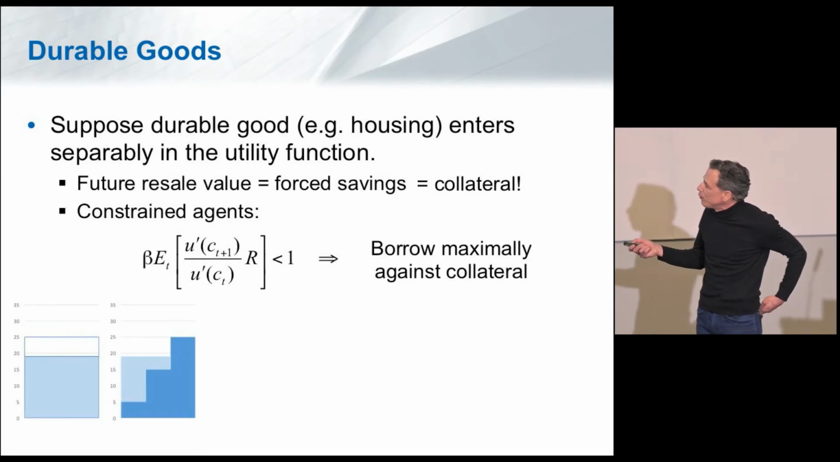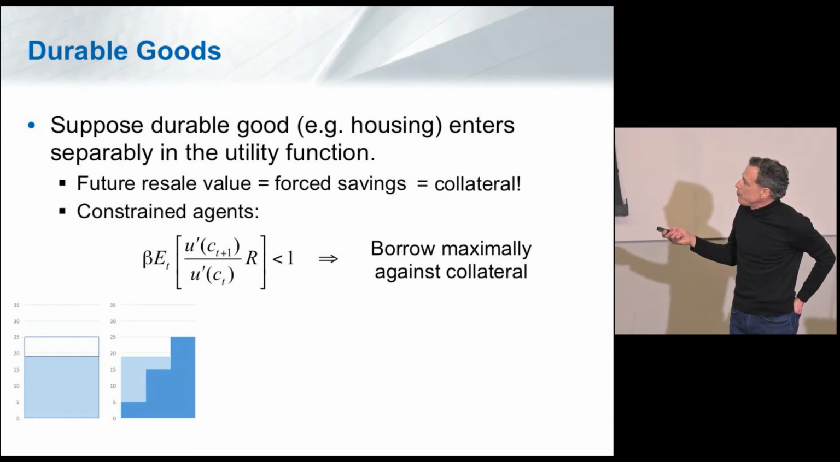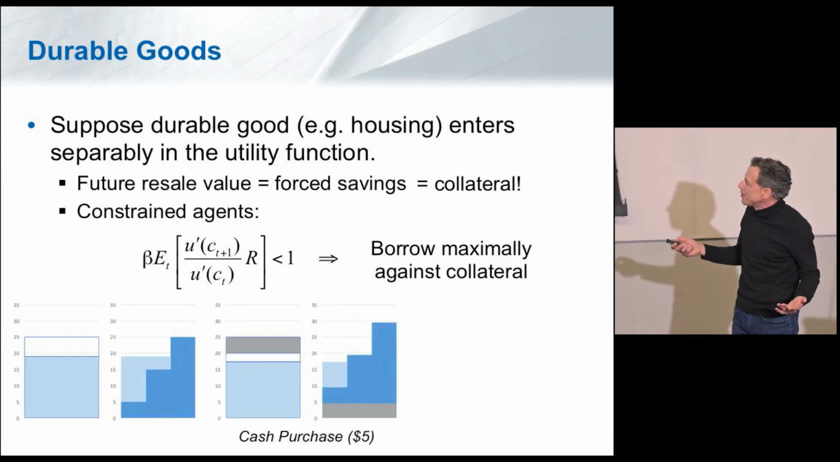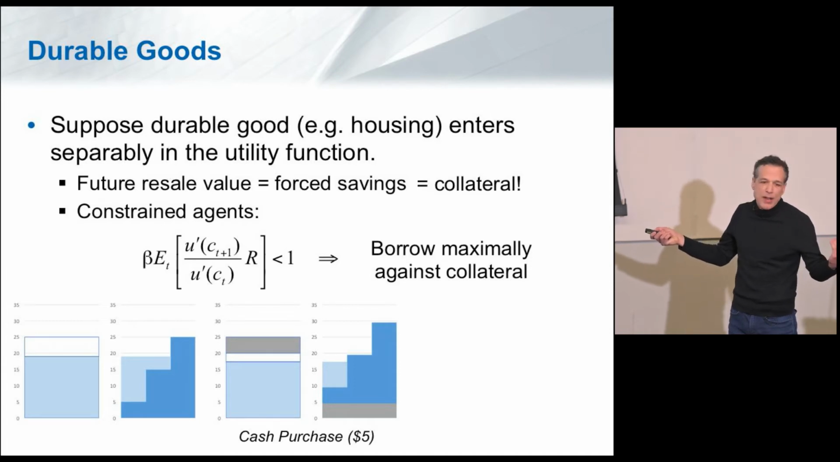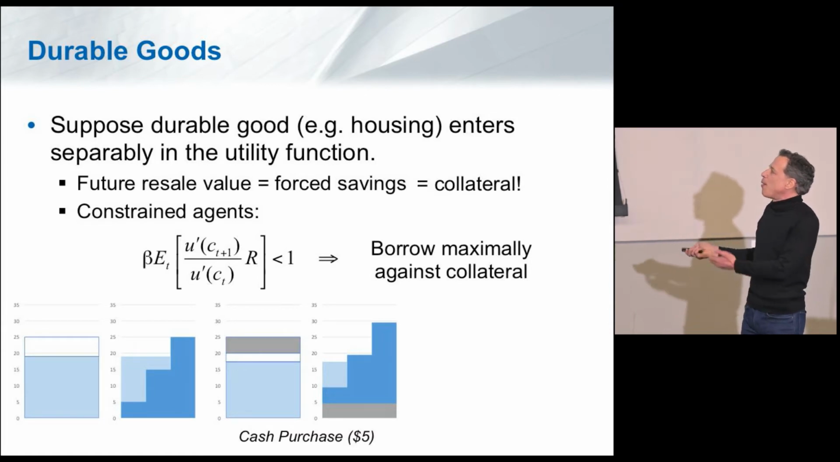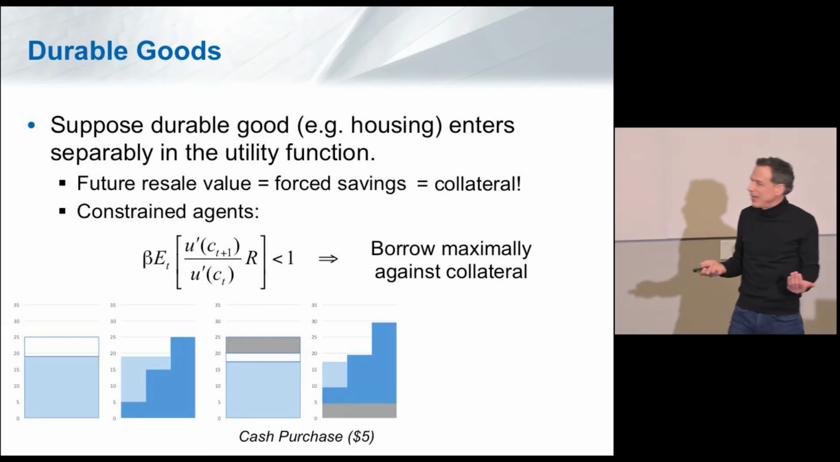So this was the picture I showed you before. Now what I'm going to do is spend some money on a house. I'm going to buy a house. Let's say the house costs 5, and it's going to be worth, say, 5 tomorrow. Let's ignore depreciation. What that's going to mean, I consume a bit less today, but that's going to push this up, and I have this forced savings here. I want to borrow against that as much as I can.